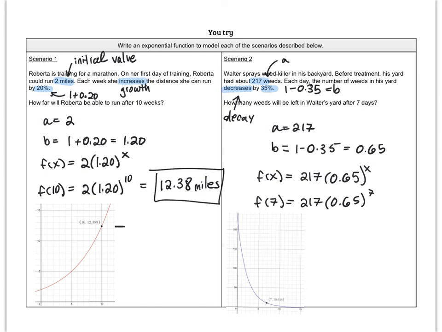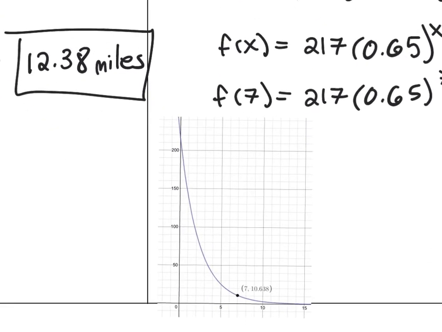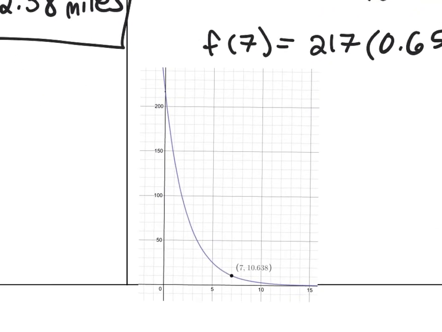We want to know how many weeds he's going to have after 7 days. So we'll substitute 7 into our function, and we end up with about 10.6 weeds. So, somewhere between 10 and 11 weeds. He should just be able to go pull those by hand. The graph of my function here is teeny tiny, so let me zoom in a little bit. You can see that 217 is our y-intercept. That's how many weeds we started with at the very beginning. And then here, after 7 days, there's just somewhere between 10 and 11 weeds left.